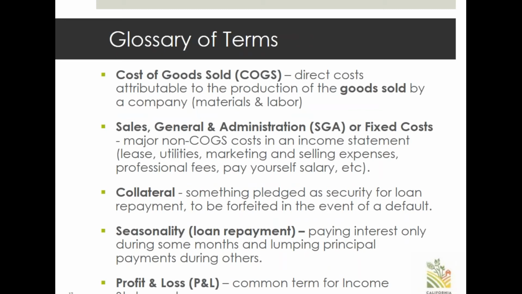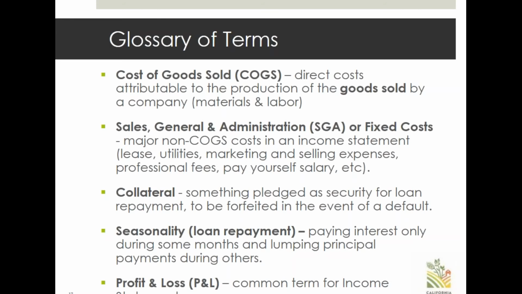So just a quick glossary of terms so people understand terms that get tossed around a lot. Cost of goods sold, or COGS, is the direct cost attributable to the production of the goods sold by a company. So in the case of a farm, if you're growing tomatoes, the cost of goods sold would include any starter plants or seeds that you buy, any kind of fertilizer that goes in the ground to make that product grow more, any labor that goes into planting, weeding, harvesting, and preparing that product for sale.